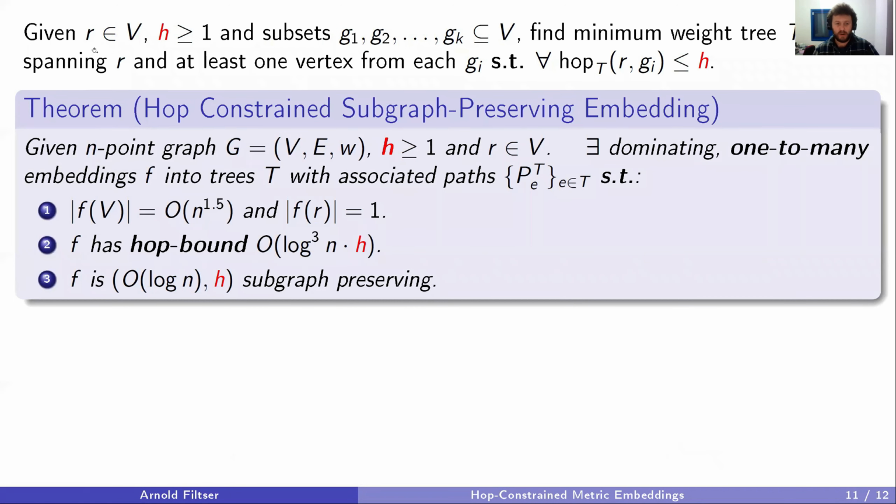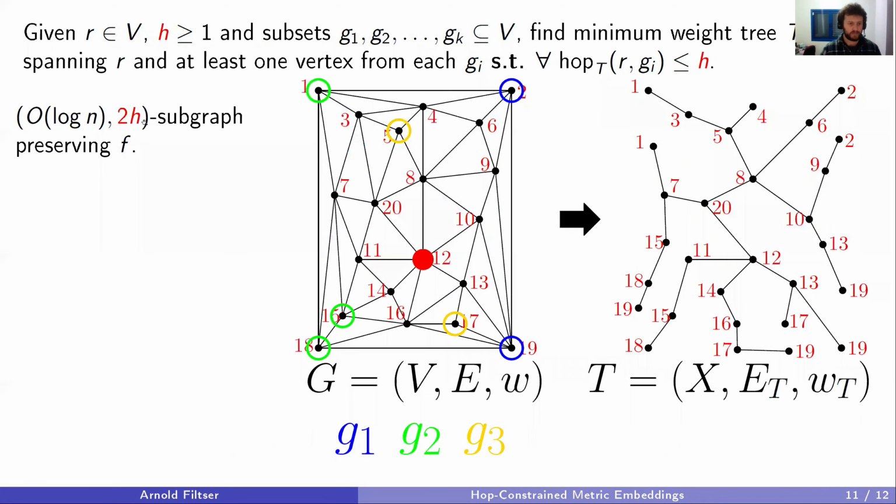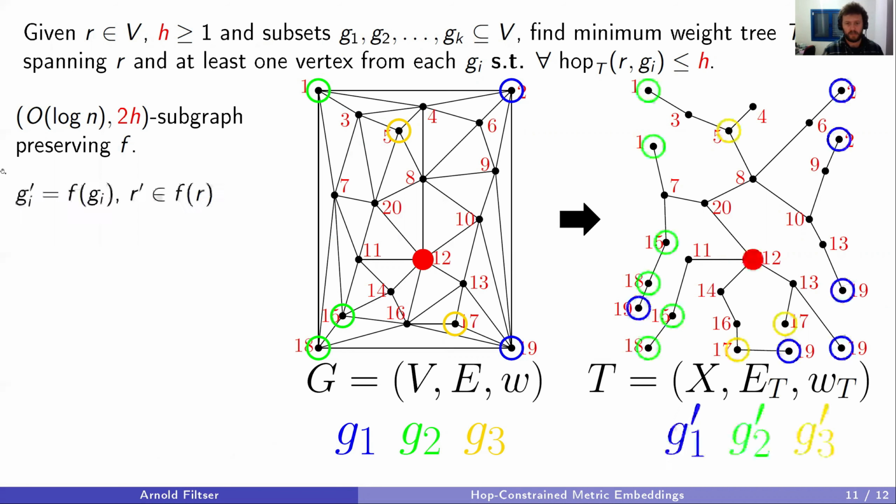So we get some instance of the problem. And our first step will be to use this subgraph preserving embedding and embed the graph G. So this is the graph we get, the groups, we have the special vertex R, and we embed it into this tree T using a log n 2h subgraph preserving embedding. Okay, now we define the problem in the tree. So for every group Gi, we'll define a group Gi prime, which will simply be the union of all the images of all the vertices in Gi, and the depot R prime will be simply the only image of the vertex R.